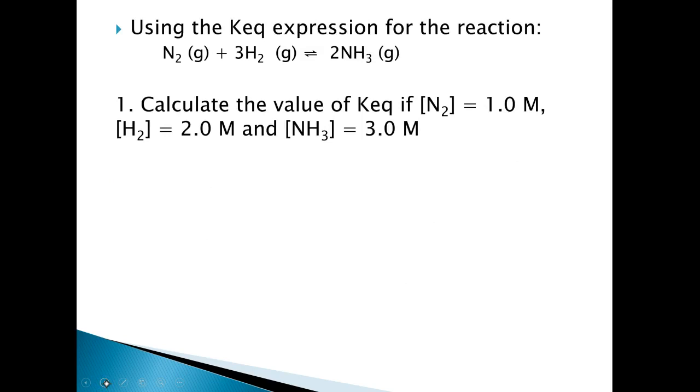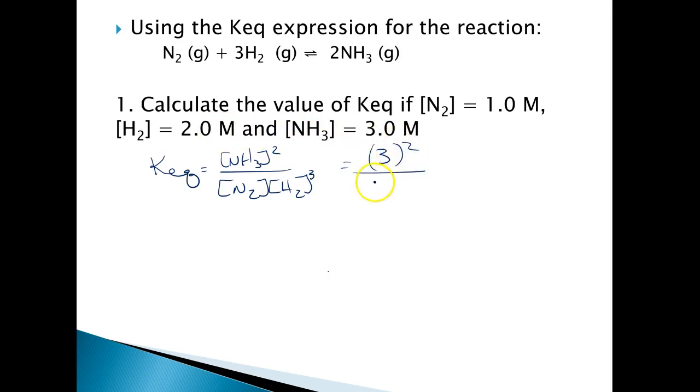So now we're going to calculate KEQ. We're going to use the KEQ expression we had before, which is NH3 squared over N2 times H2 cubed. And notice I'm writing, this is called the equilibrium expression. I'm going to write that down, and then I'm going to plug in the numbers. NH3 is 3 squared over 1 for the N2 and 2 cubed. What I have is 9 over 8. And I get 1.125. In terms of sig figs, I would just go with that and call it 1.1.